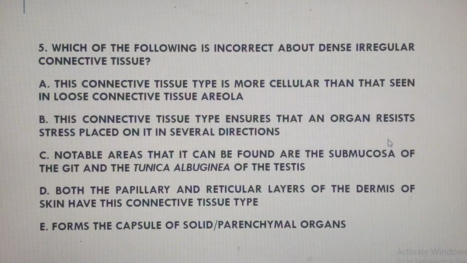Now, option B says this connective tissue type ensures that an organ resists stress placed on it in several directions. This is a very true statement.